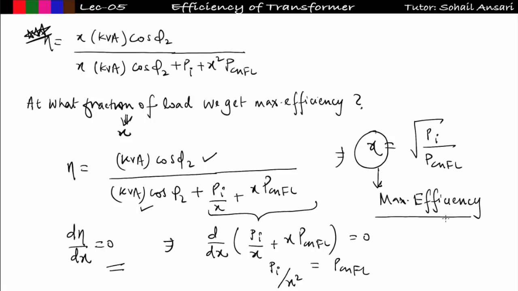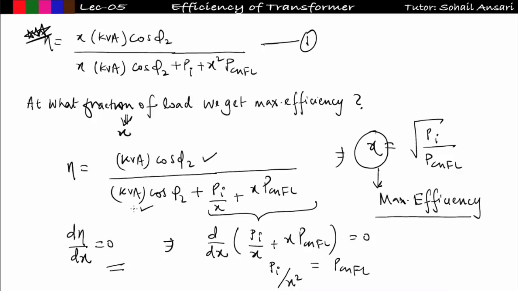Whenever the question asks at what fraction of load we get maximum efficiency, or to find the maximum efficiency, first I will find x by putting the square root of Pi by PCUFL using this formula. After finding x, I will put x in this equation, which is the formula of efficiency, and I will get the maximum efficiency.